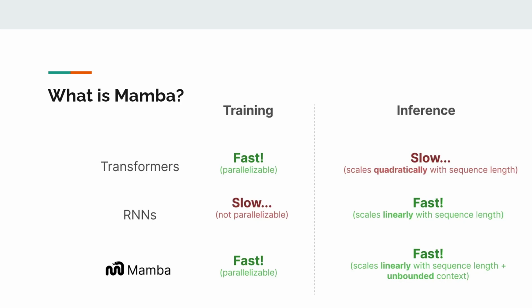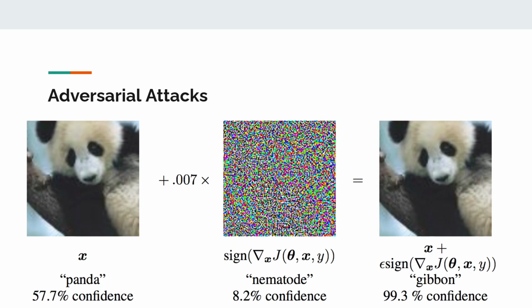And just like transformers, Mamba models have also been adapted to vision tasks very recently. And this is what's called the Vision Mamba model. And it's fairly unstudied, so no one has investigated the adversarial robustness of it, which is what we're going to do.